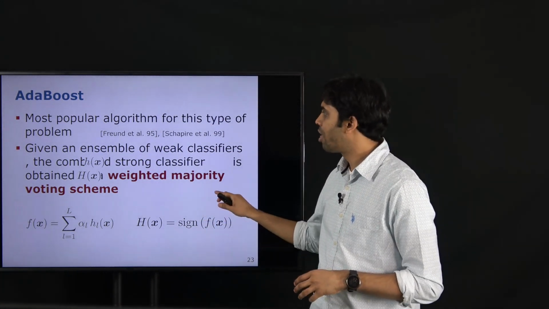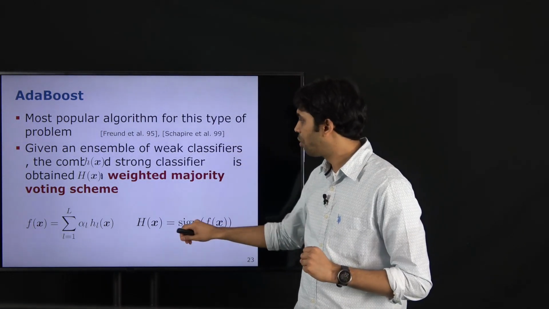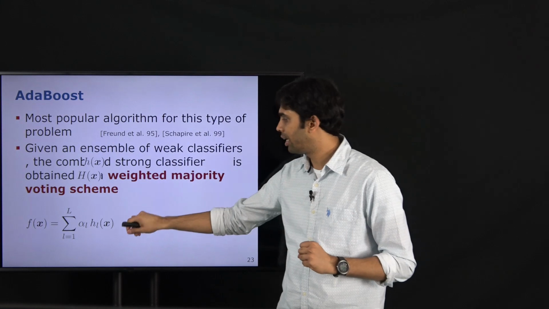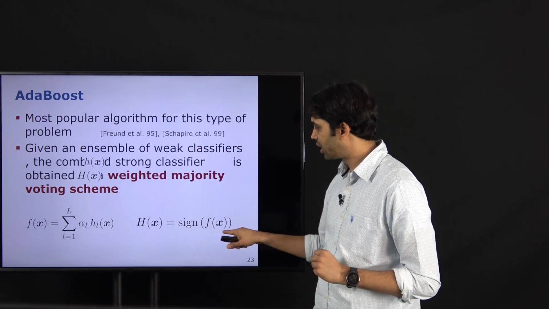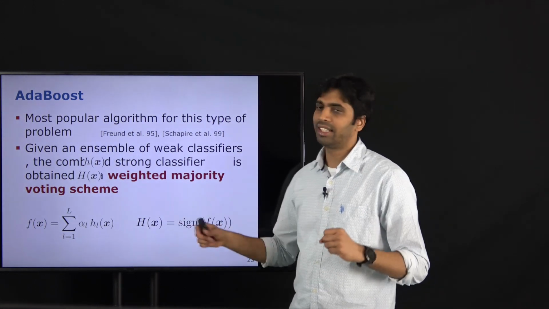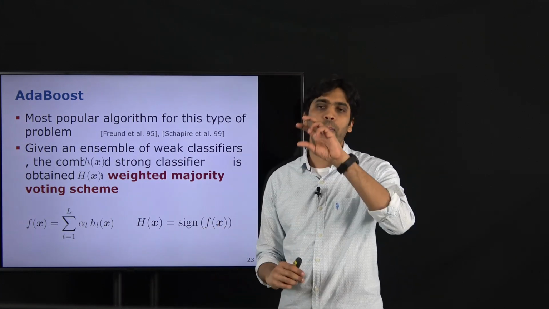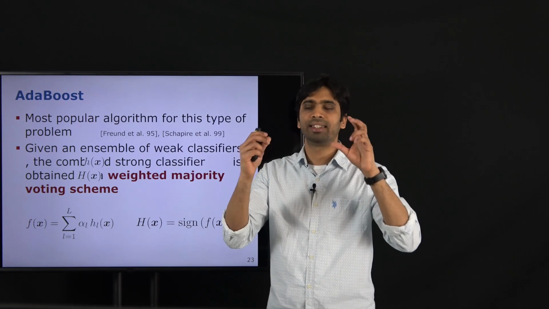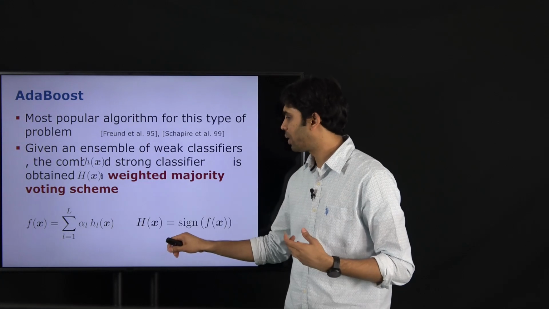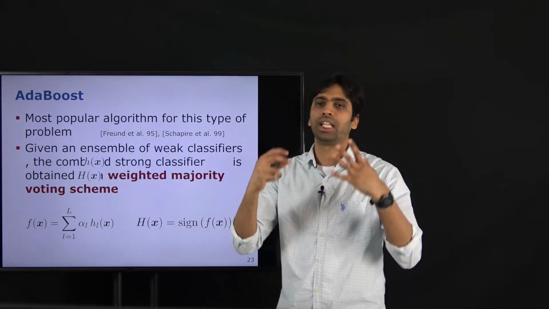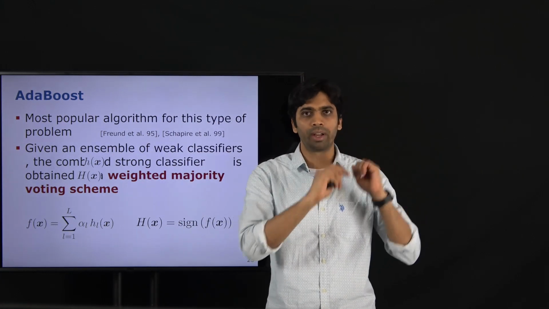And like I said before, the goal would be to have a weighted voting scheme where we want to come out with this capital H of x, which here is defined as the sign of a function f of x. The function sign essentially is just a mapping from the value you get here to a +1 or a -1. This is how AdaBoost literature usually refers to this capital H, and that's why we explain it in this way. Essentially, +1 can be mapped to the omega-1 class, and -1 to the omega-2 class.